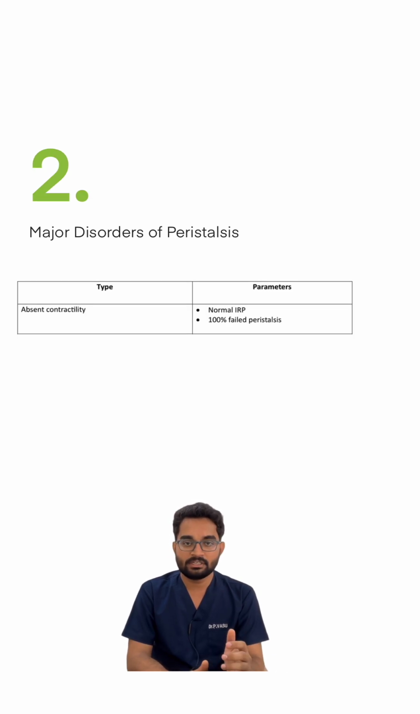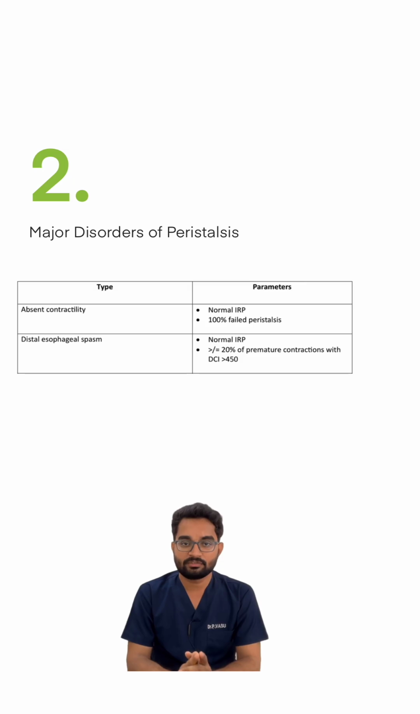The second subgroup is major disorders of peristalsis. In this subgroup, we have 3 subtypes. One is absent contractility. In absent contractility, we have normal integrated relaxation pressure. That means the LES is relaxing properly and there will be 100% failure of peristalsis. You know the definition of 100% failure of peristalsis.